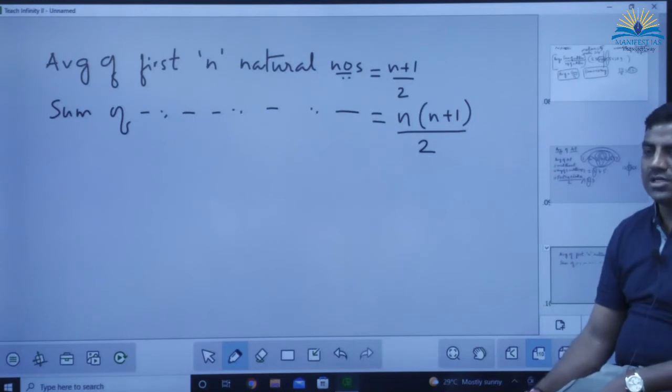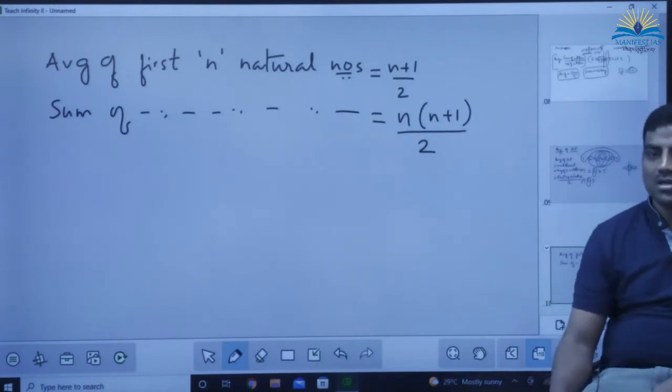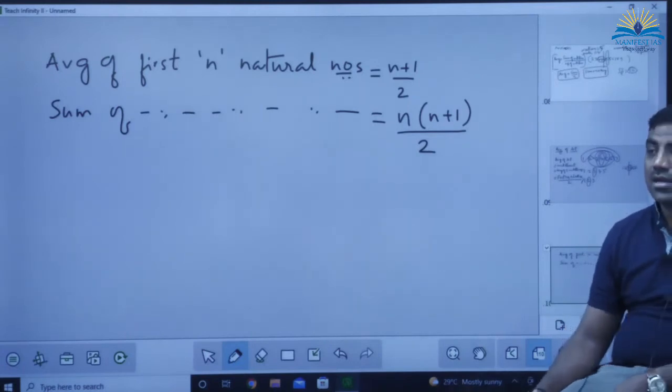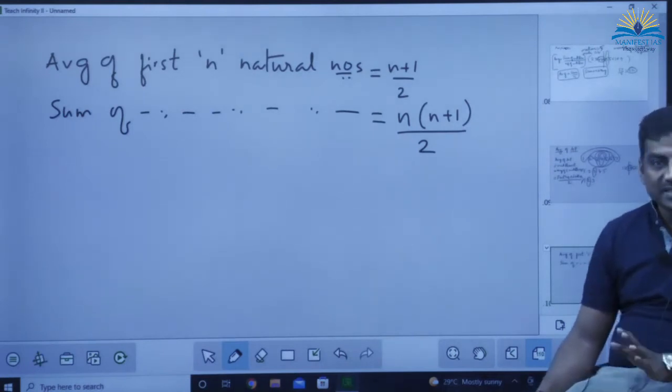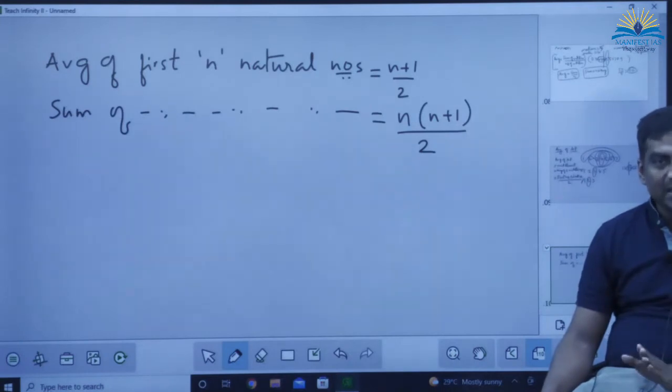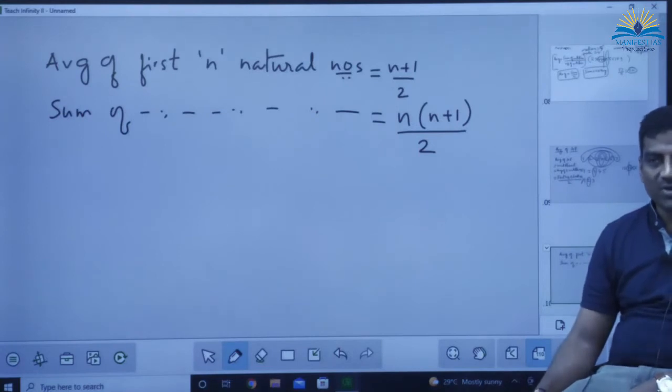What is the sum of numbers from 1 to 10? What is n here? N is 10. N plus 1 is 11. N into n plus 1 by 2. That is 10 into 11 by 2. 2 fives are 10, so 55. Yes.